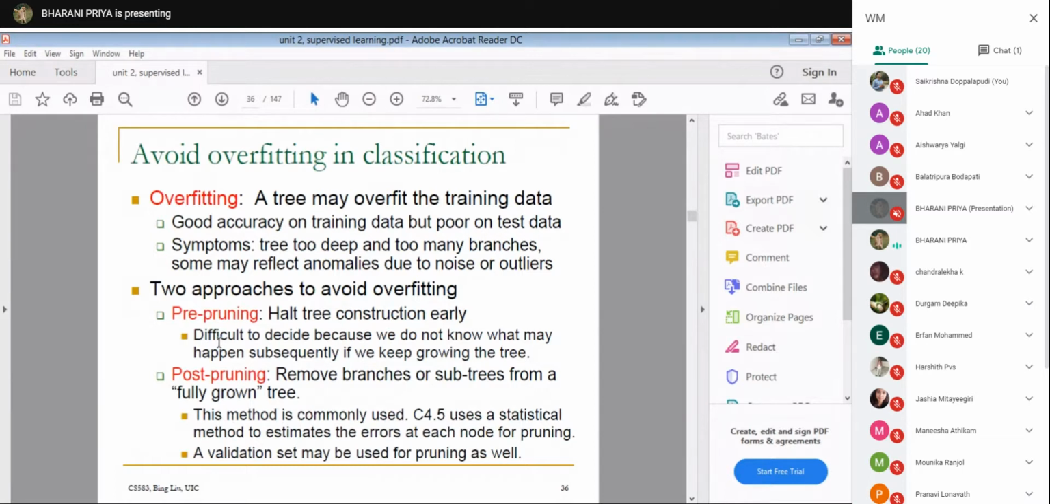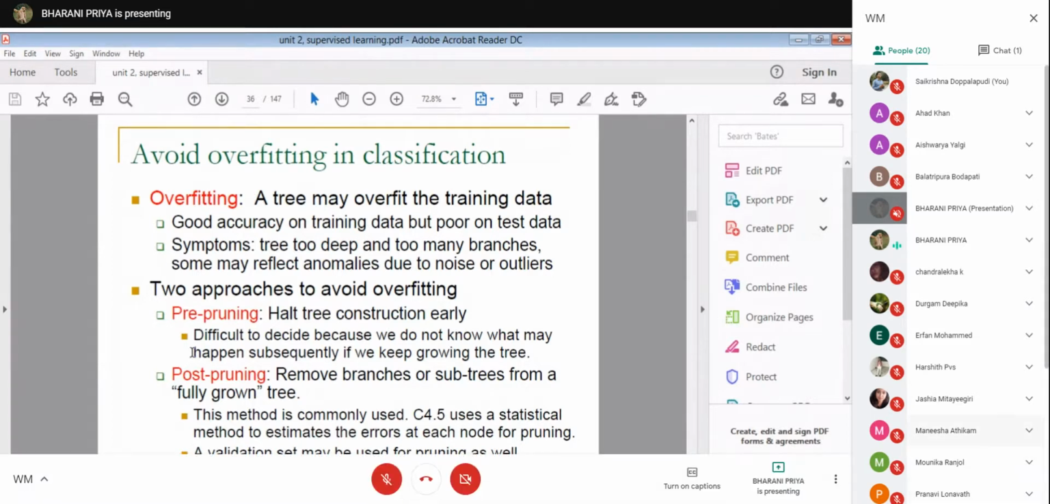If you are stopping it, you don't know what happens in the further tree. After stopping, it is difficult to find out what attributes come next in pre-pruning. First, pre-pruning: if you feel that the tree is growing deeply or is having too many branches, you will stop prior itself, halt the tree construction early. You will not further construct the tree.